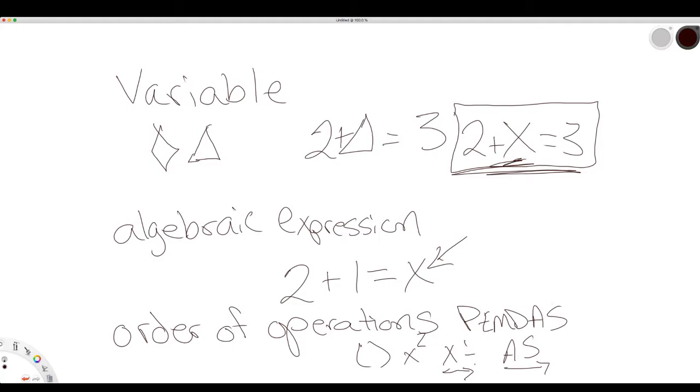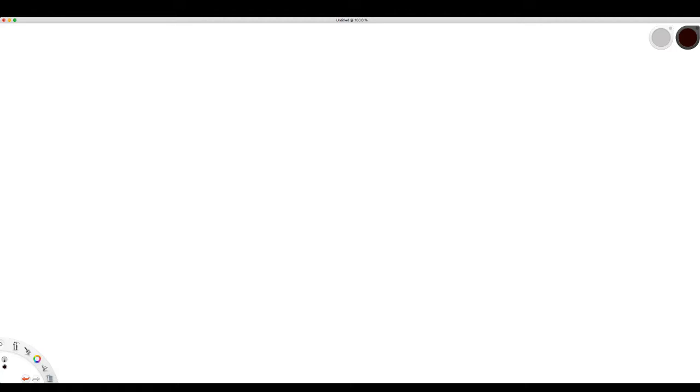Okay, now that we understand a few terms, let's hop into it and try and solve an expression. We're given the expression x + (y - 1)², and we're told that x = 4, and we're told that y = -1.